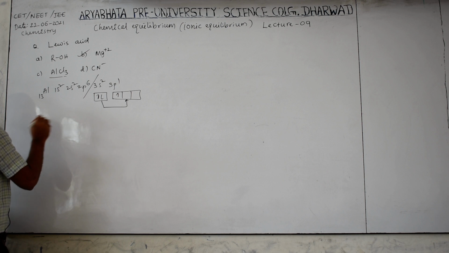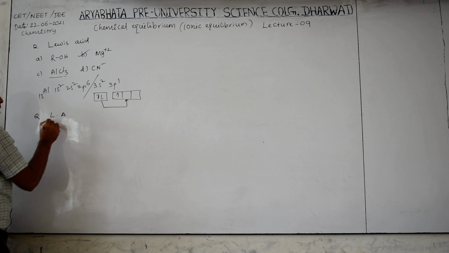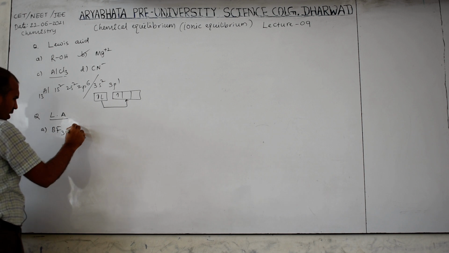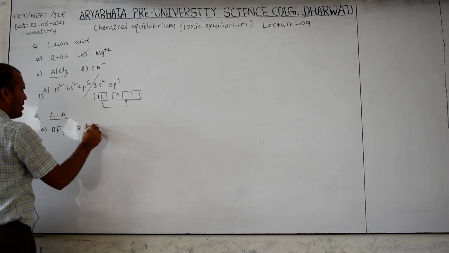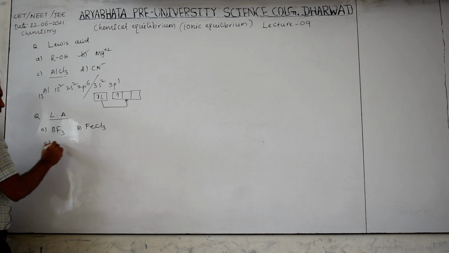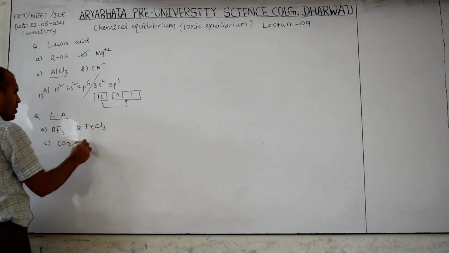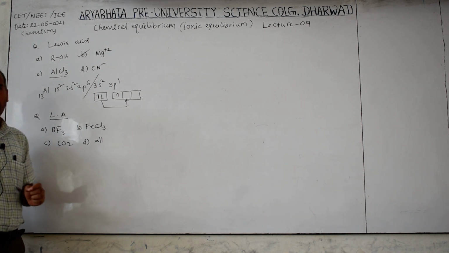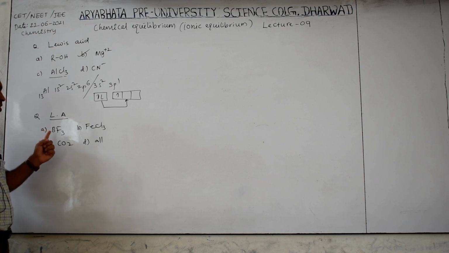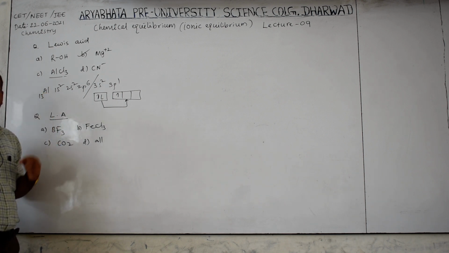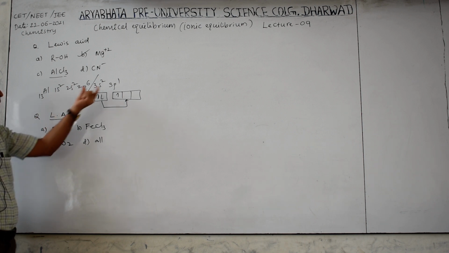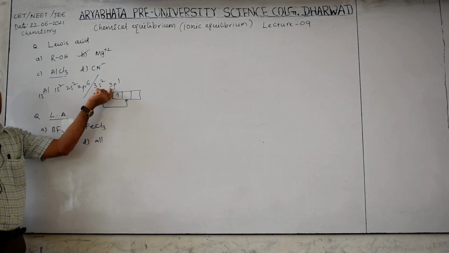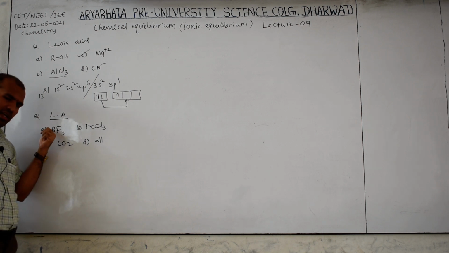Now similarly one more question, the same question: which of the following is a Lewis acid? Option A, BeF3, B, FeCl3, C, CO2, D, all. Here you should know their atomic number and electronic configuration. Aluminum and boron belong to the same group, therefore they have the same type of outer electronic configuration, so this also has a vacant orbital.